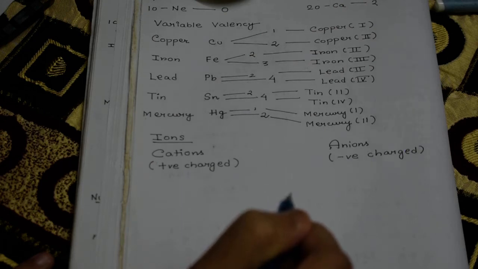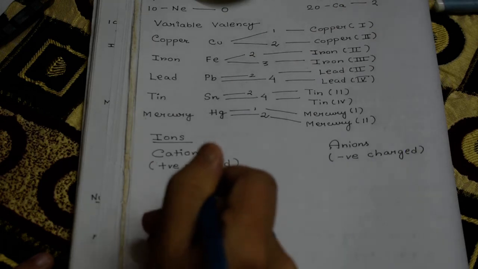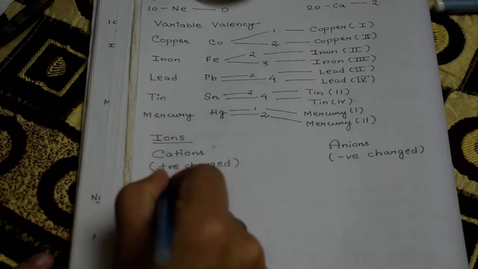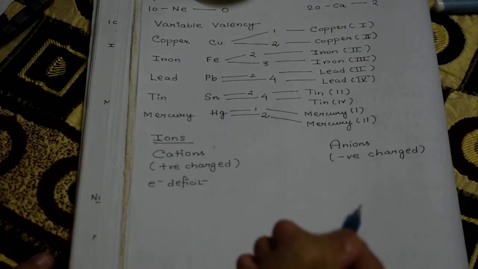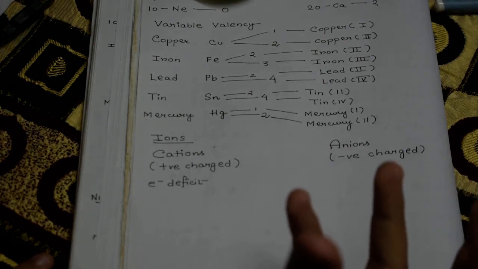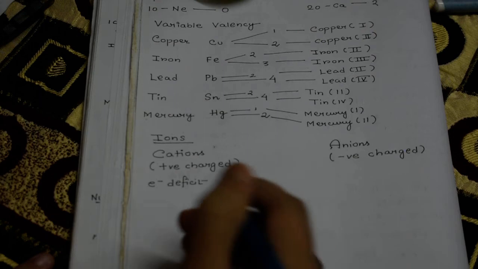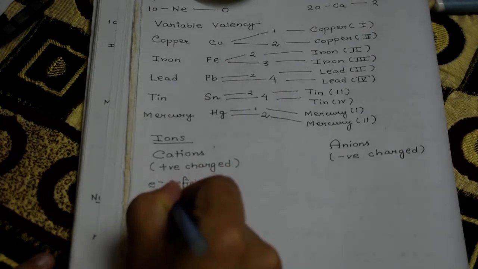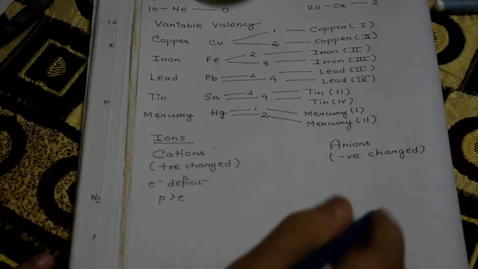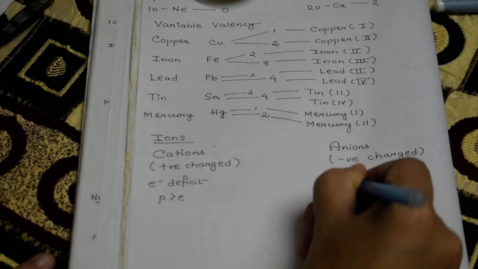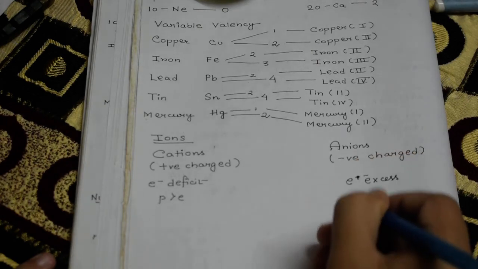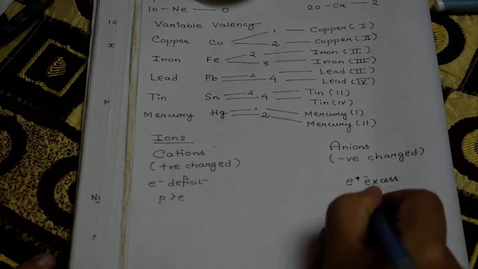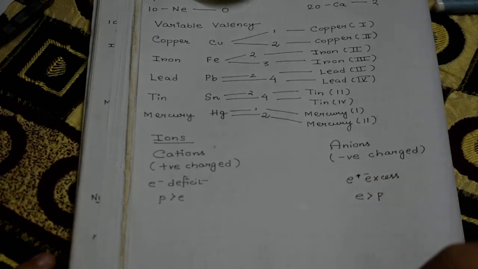So when do we get cations? When do we get positively charged ions? If you have an electron deficit, that is, if you lose one or more electrons, you have an excess of positive charge, that is, an excess of protons in the nucleus. So the number of protons exceeds the number of electrons, so there is a net positive charge. And if there is an electron excess, in that case the number of electrons is greater than the number of protons, so there is a net negative charge. Those we say are anions.